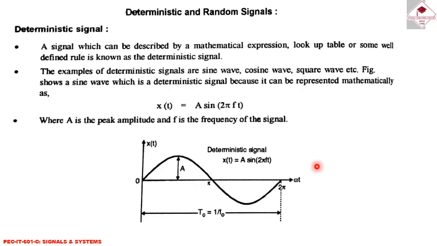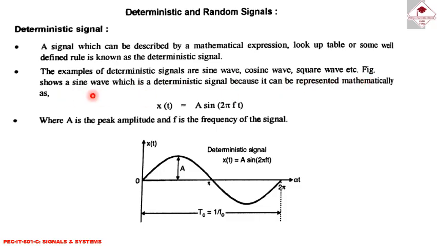Next we are discussing deterministic and random signals. A deterministic signal is a signal which can be described by a mathematical expression, lookup table or some well-defined rule. It is known as a deterministic signal. The examples of deterministic signals are sine wave, cosine wave, square wave, etc.